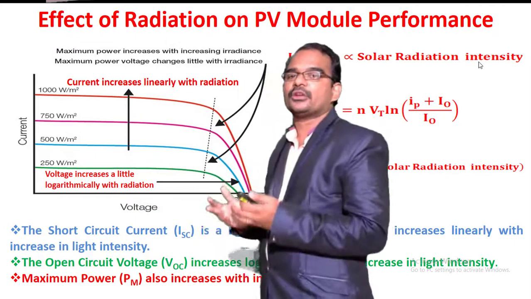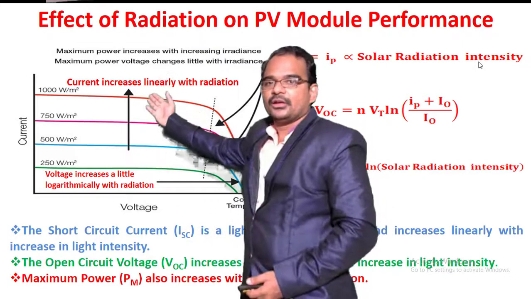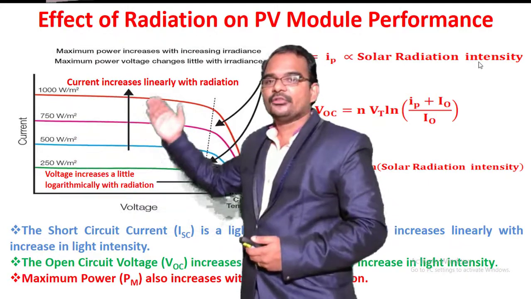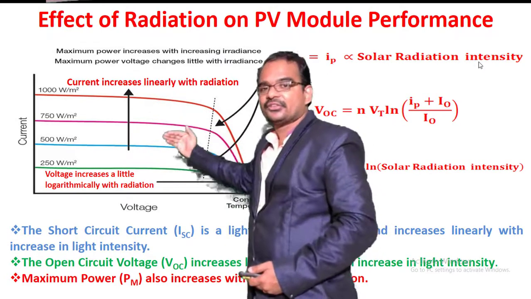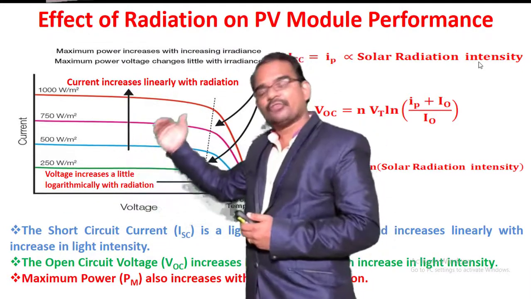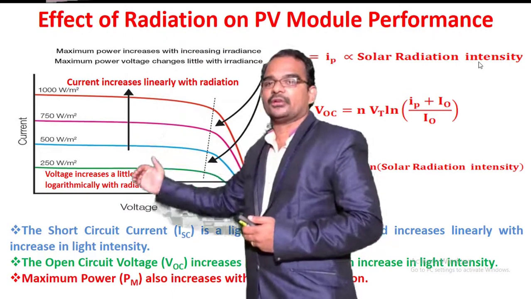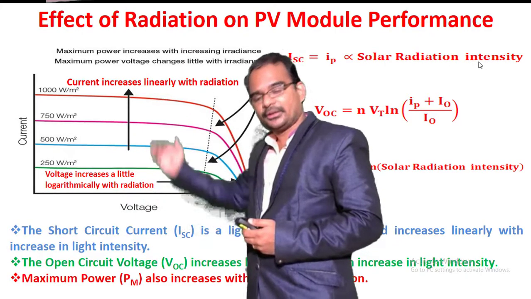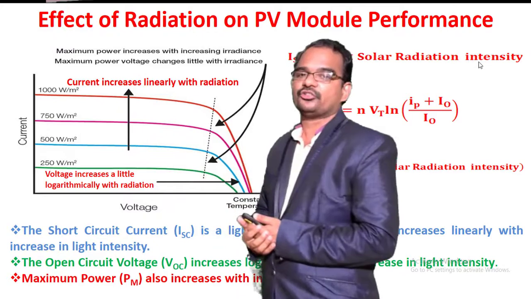Initially you operate the solar module at 1000 watt per meter square, keeping the temperature constant. Now what happens? You obtain a red color curve, and then you reduce the intensity to 750 watt per meter square. Now the ISC is decreased and you get a pink curve, and the red curve is shifted to the pink curve. Now you further decrease the radiation to 500 watt per meter square, the pink curve is shifted to the blue curve, and if you further decrease the radiation to 250 watt per meter square, the blue curve is shifted to the green curve. It is how. So what is the observation? You can see it here.